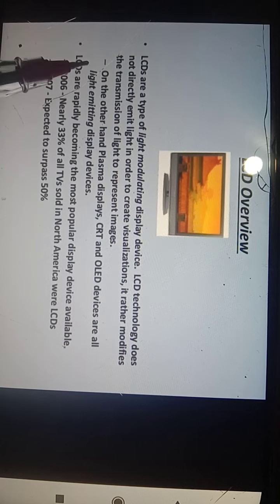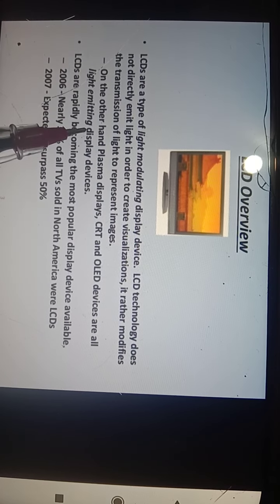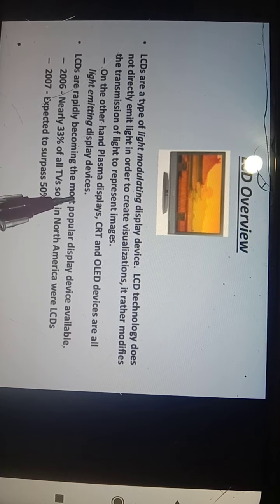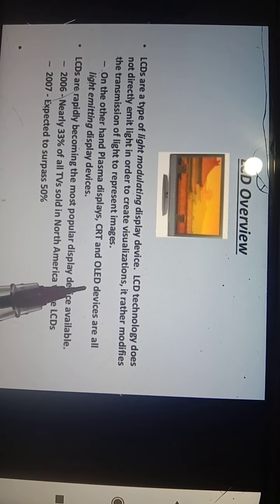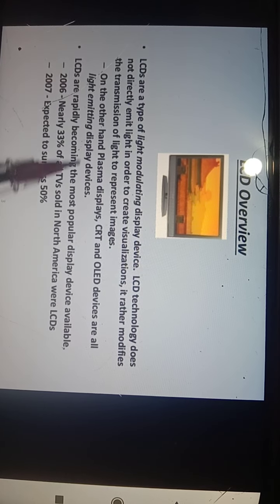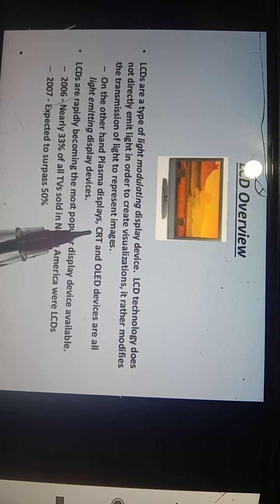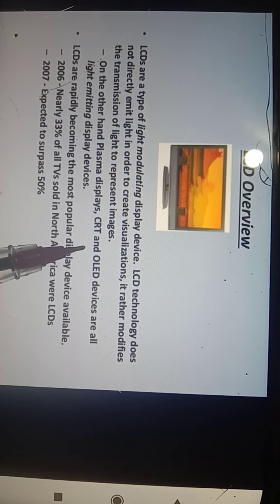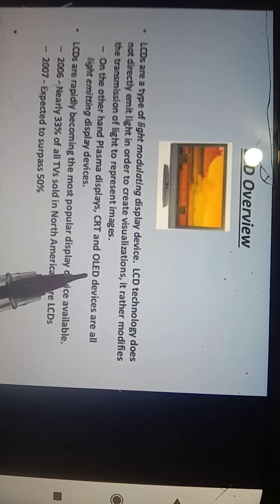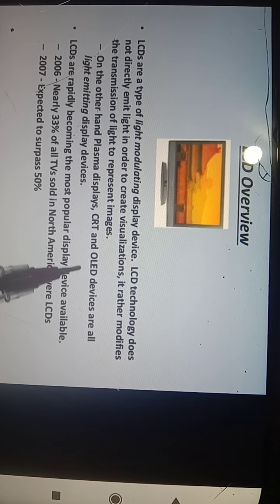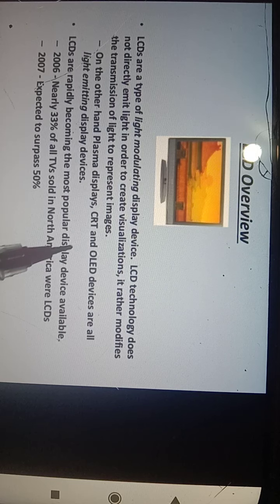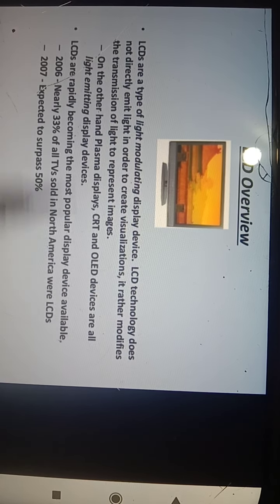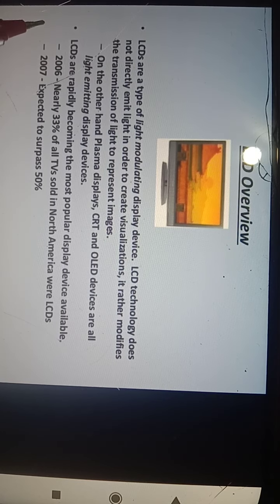And on the other hand, plasma displays, CRT, which is nothing but a cathode ray tube, and OLED devices are light emitting display devices. Coming to CRT, cathode ray tubes, these are heavy designed computers. And OLED, it's nothing but what we see in the calculators and digital watches, which are all constituted as OLEDs. These devices are all light emitting display devices.